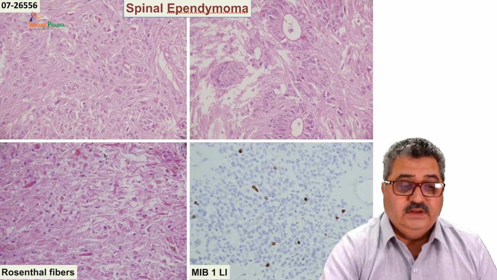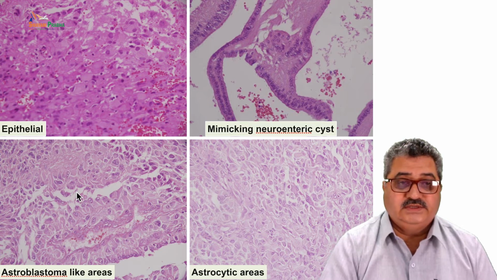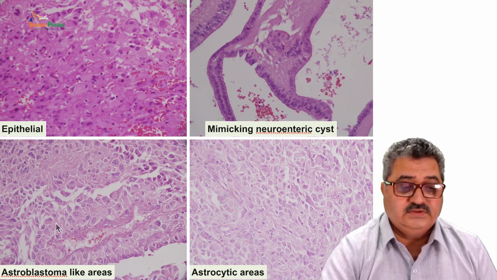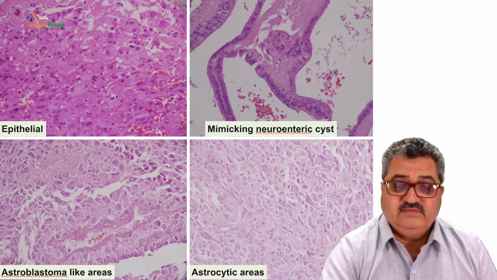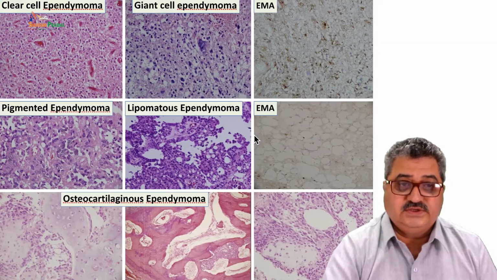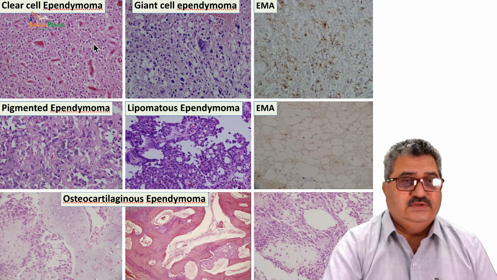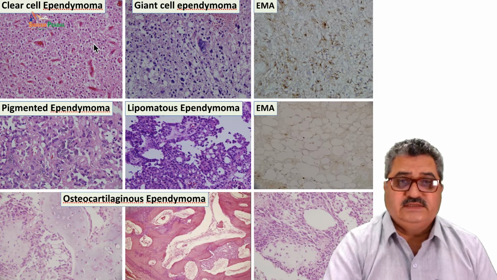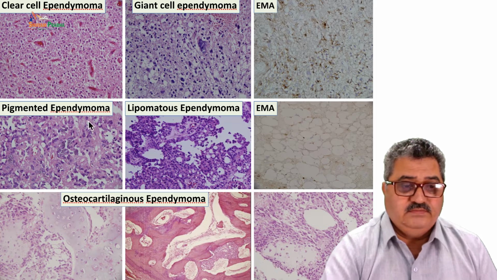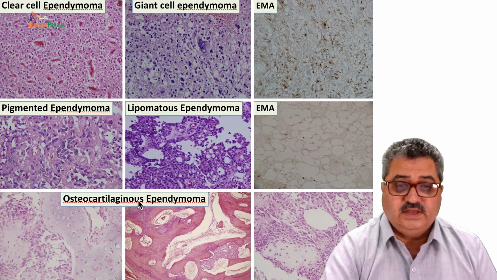Some of them may show Rosenthal fibers, but markers can demonstrate the ependymal nature of these cells. Some may show an epithelial appearance, some may look astroblastoma-like, or sometimes they are very cystic and mimic a neuroenteric cyst, and some may show a very astrocytic appearance. These are some of the variations in morphology. Some may show clear cell change, giant cells, or lipomatous change, and pigment which may be lipofuscin or even melanin. Osteocartilaginous metaplasia is also seen in ependymomas.